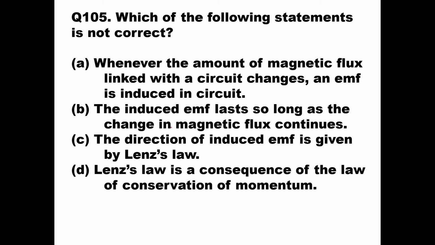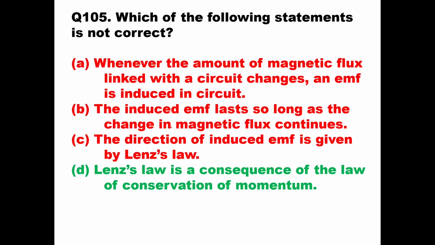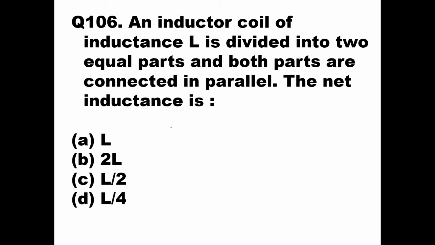Okay. Then option D says Lenz law is a consequence of the law of conservation of momentum. This statement is wrong because Lenz law is the law of conservation of energy, not momentum. So here option D is not correct, so option D is the answer. Lenz law is not a consequence of conservation of momentum. The actual thing is energy. It is conservation of energy. Clear? Then we'll go to the next question.